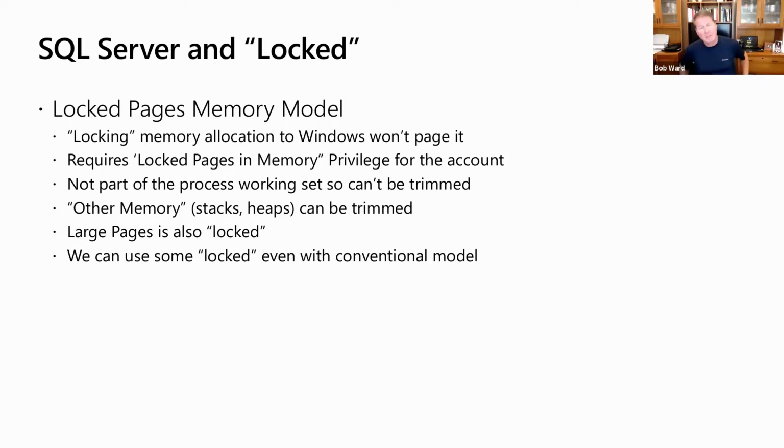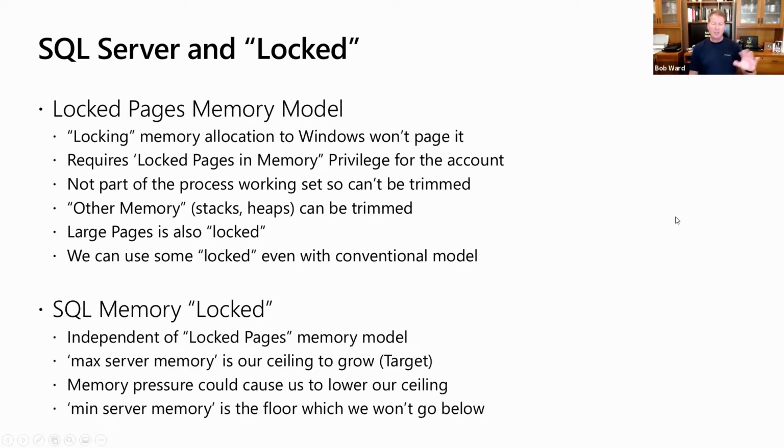Now, one little caveat and note there. Even in the conventional memory model, we can use some locked pages memory if this privilege is set and Standard Edition is detected. The only time that would ever occur is with a trace flag, which I'm going to show you for demonstration purposes, because if the privilege isn't set, we don't use the lock model and we can't lock anything because we don't have that privilege. In other words, to use the AWE APIs as a programmer, you must have that privilege set. Therefore, this last point, you only see in some of the demos I'm showing you, but it's not normal in production.